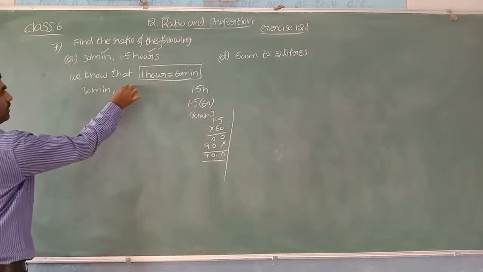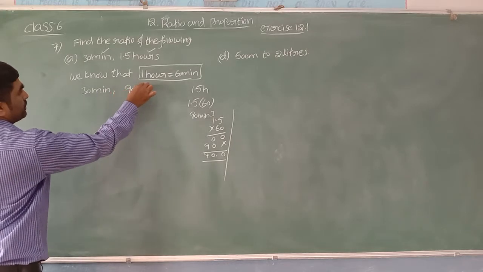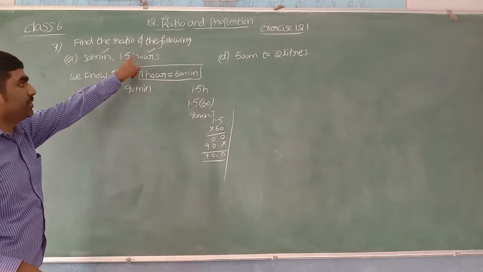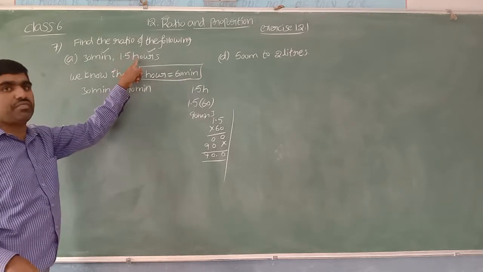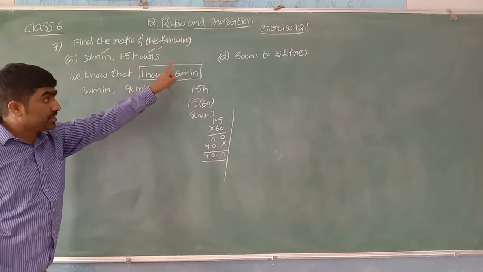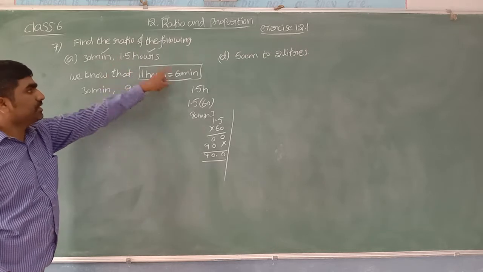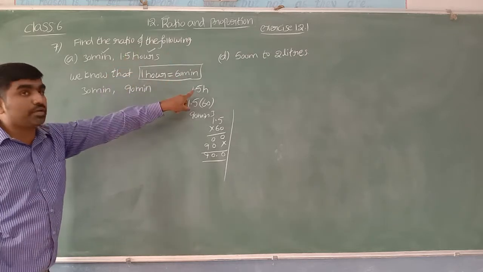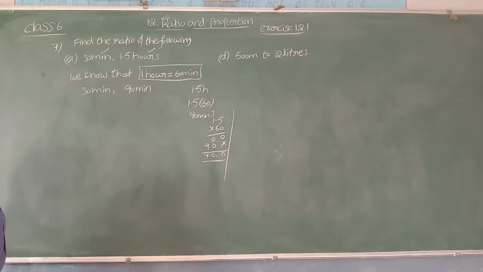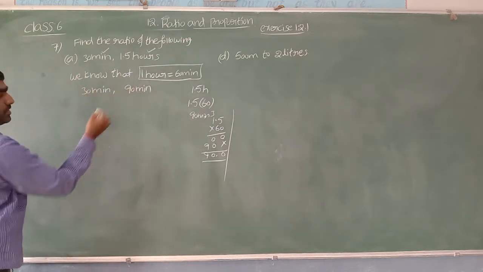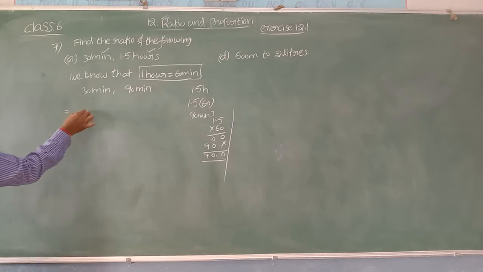How many minutes, beta? 90 minutes. See, 1.5 hour means, beta, 1 hour is 60 minutes. 0.5 means half an hour. 1 hour, 60 minutes. Half an hour, 30 minutes. Half of 60. 60 minutes plus 30 minutes is 90 minutes. Now both are the same quantities. Now we can compare them by division method.